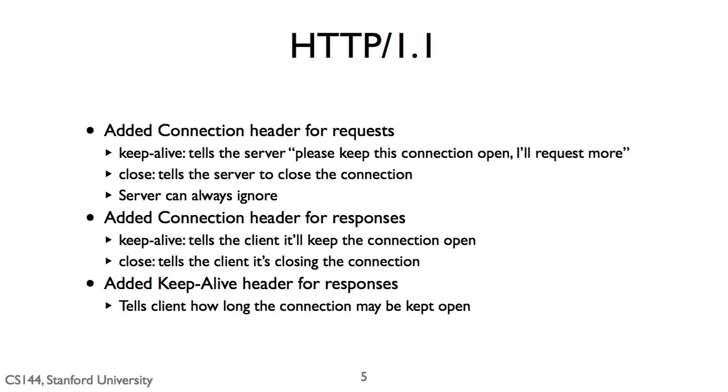HTTP 1.1 solved this problem by adding a few headers to requests and responses. A request can include a connection header, which tells the server whether it would like the connection to be kept open after the response or closed. The server can do whatever it wants, but the client can give it a hint. For example, if you're requesting a basic text file, there's no reason to keep the connection open, as the text file won't reference other things to load.